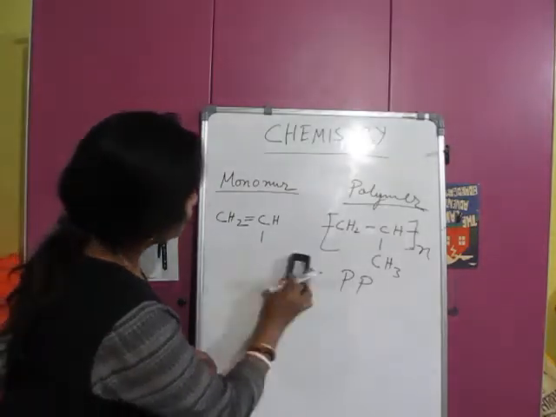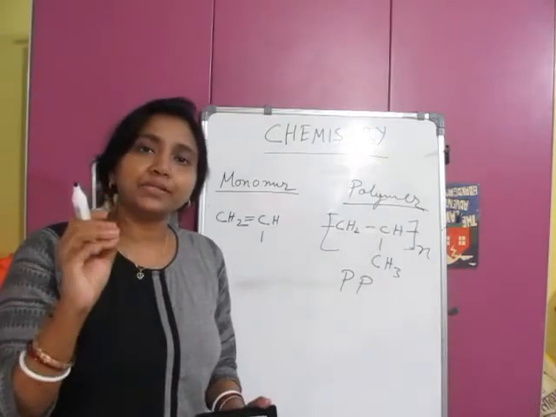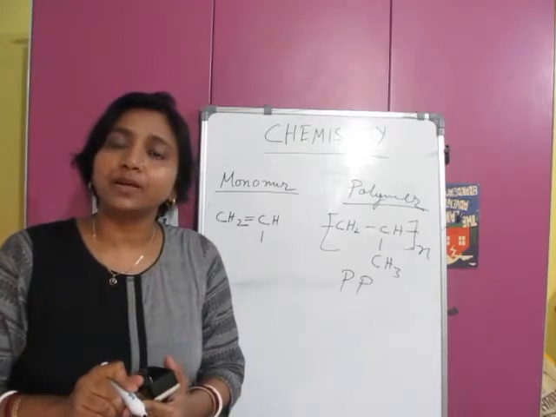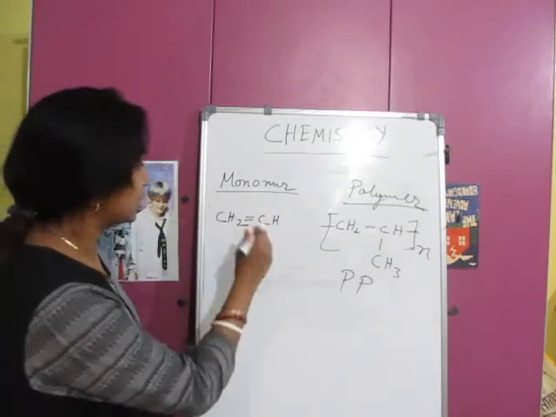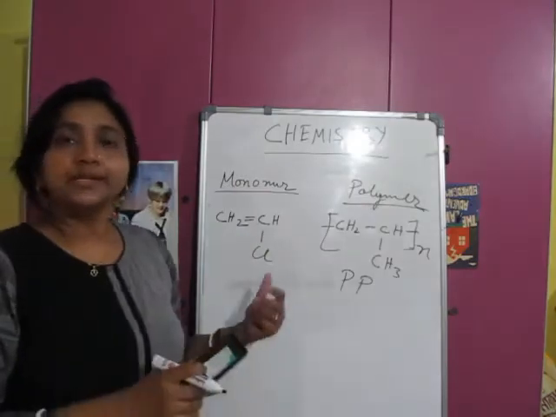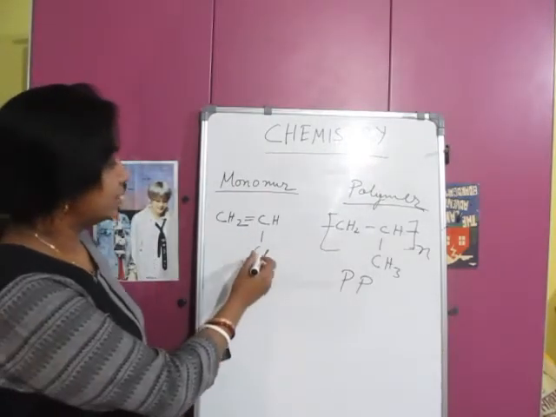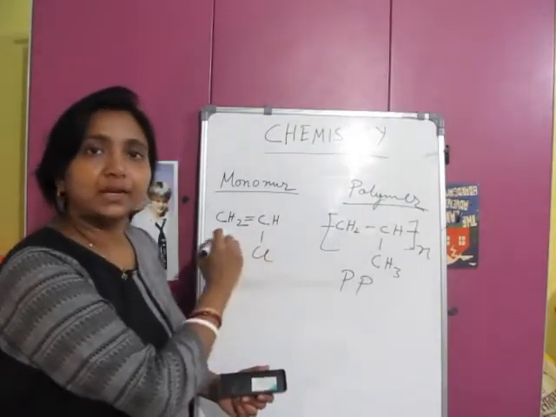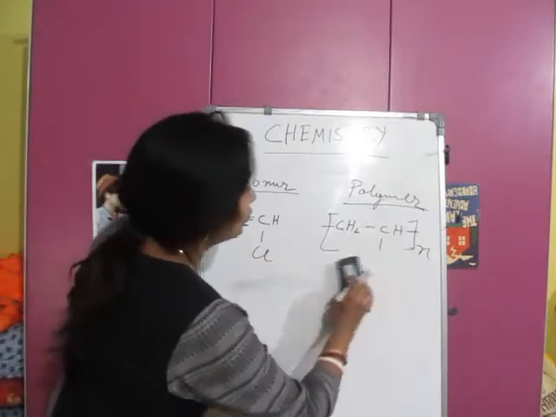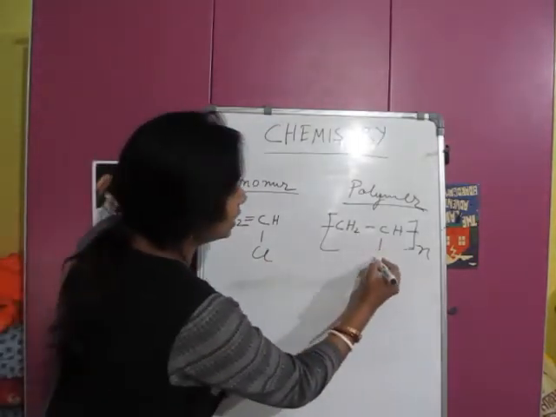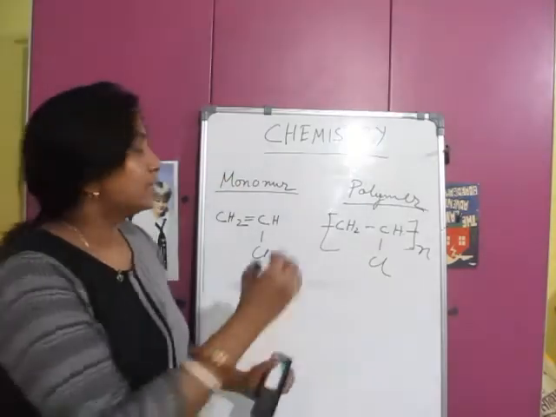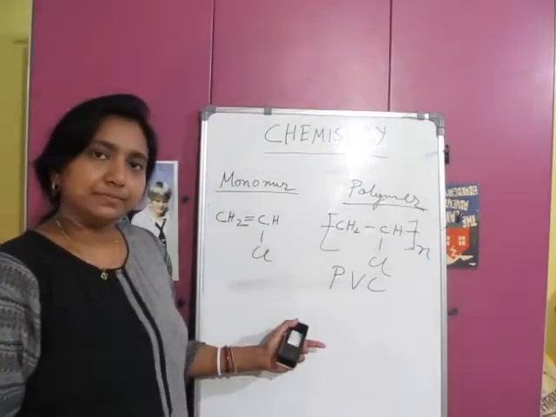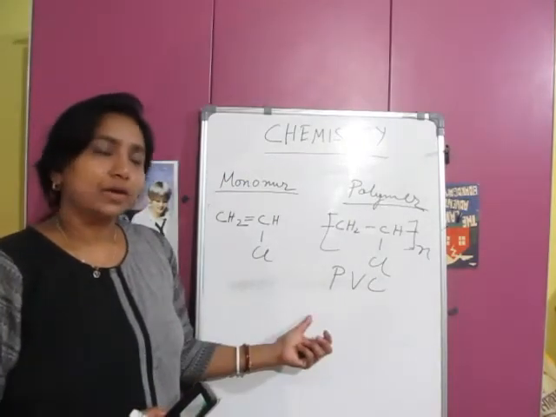So, to make the PVC, the full form is polyvinyl chloride. What is the structure of vinyl chloride? First, we have to write the structure of vinyl chloride. So, instead of CH3, I am writing chlorine. This is the structure of vinyl chloride. Now, if you remove the double bond and keep chlorine, then it will become polyvinyl chloride, PVC. Okay, you learned how to make it.